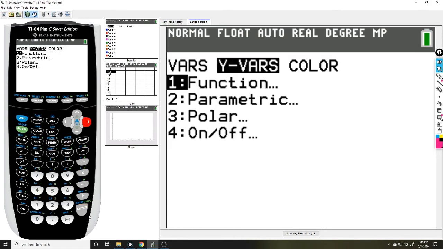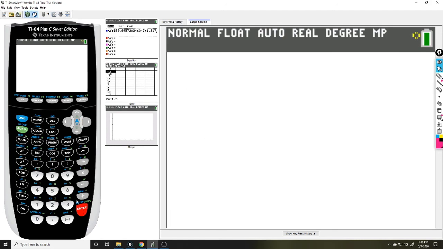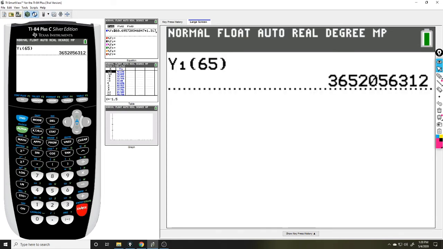Vars, over to Y-Vars, function Y1. If I use this and I plug in 65, this would predict that the number of cases in the United States today would be that. That's 3 trillion. Which, as you know, is more people than there are in the world. By a lot. So just keep that kind of thing in mind.